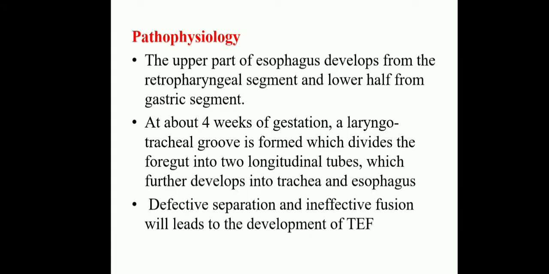At about 4 weeks of gestational age, a laryngotracheal groove is formed which divides the foregut into two longitudinal tubes, which is for the development of the trachea. These two longitudinal parts of the foregut are divided into the trachea and then bronchus, and then the esophagus. A defect in separation and ineffective fusion will lead to the development of tracheoesophageal fistula.